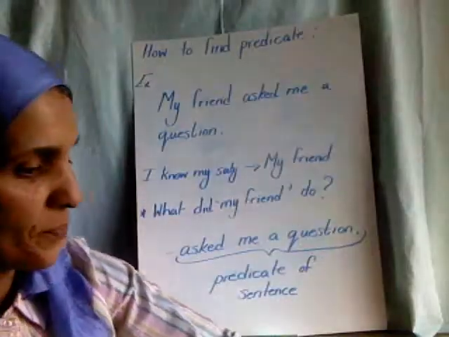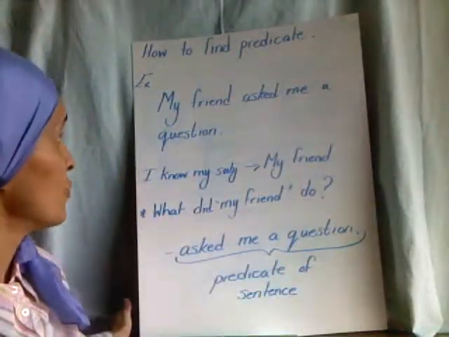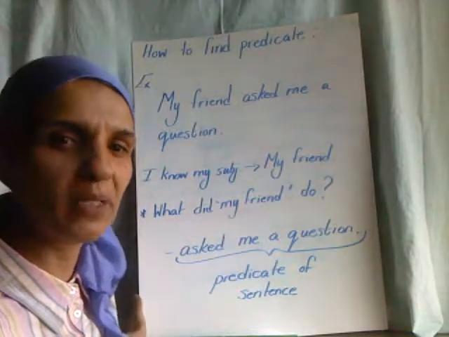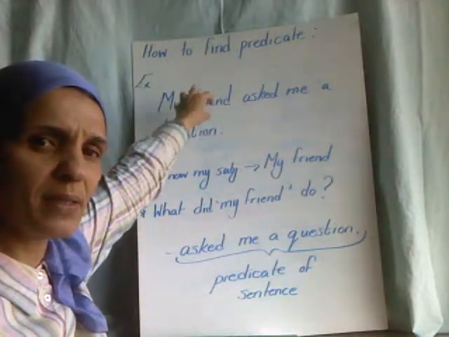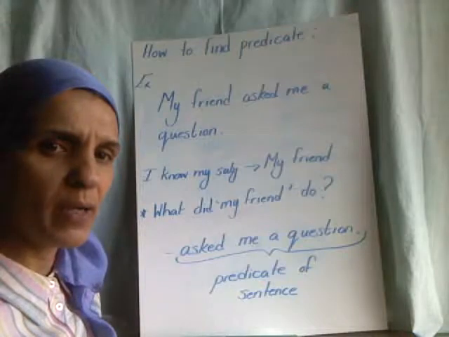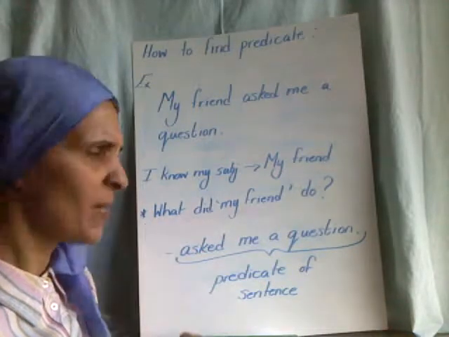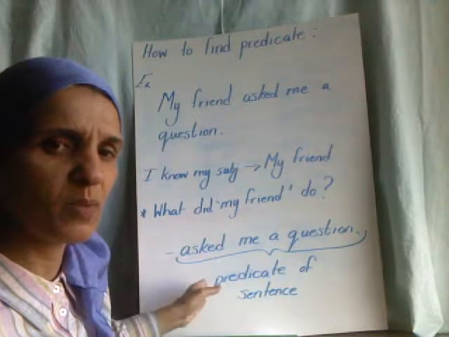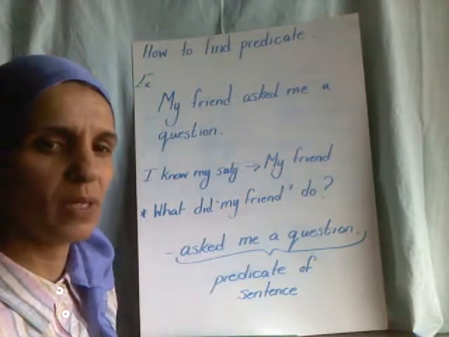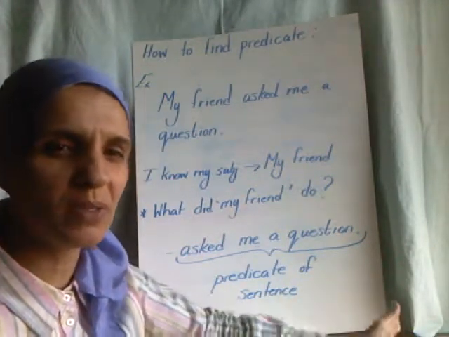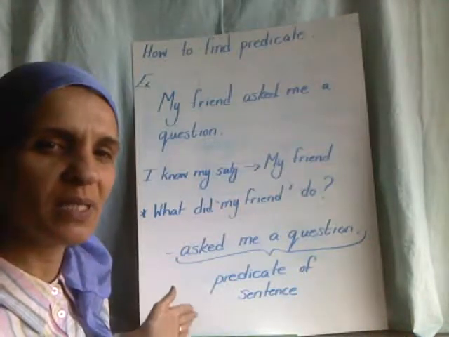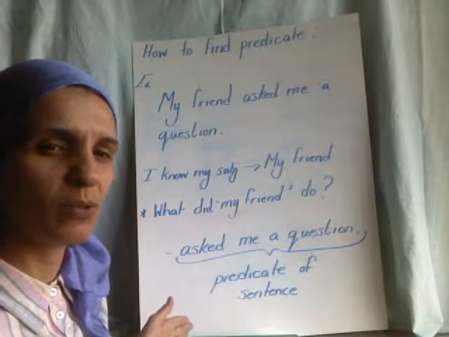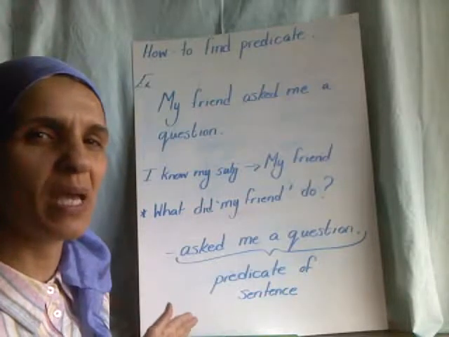Again, to find the predicate, after I know my subject, which is my friend, I say, what did my friend do? Asked me a question, so that is my predicate. The predicate is the doing part, and the subject is the naming part, who the sentence is telling me about.